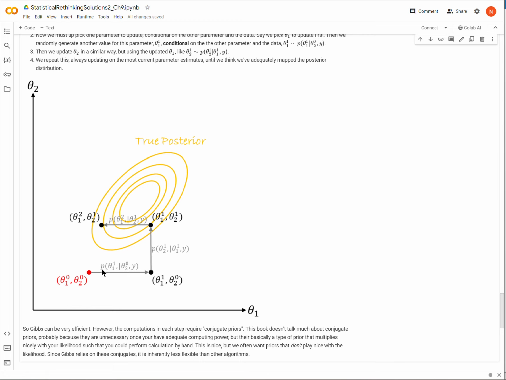But the problem is that often we want priors that don't multiply nicely with the likelihood. Okay, so a conjugate prior makes it possible for you to do Bayesian analysis just with pen and paper, but that is also a limitation, right? Because a lot of times we want priors that don't play nicely with the likelihood. Okay, in which case Gibbs becomes not very helpful.